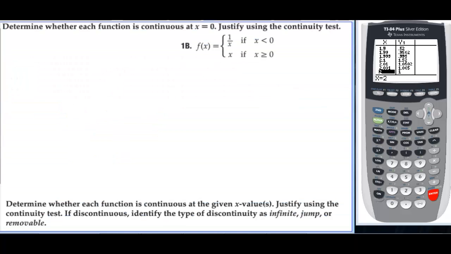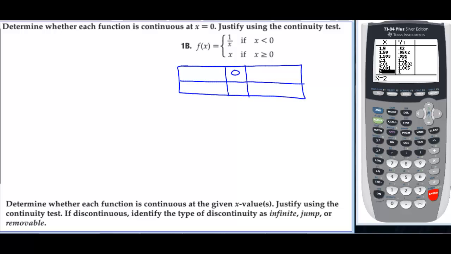Determine whether each function is continuous at x equals 0. Justify using the continuity test. So I'm going to show you how you would do this with a piecewise function rather than that polynomial. So this is an example of what you're going to do in your homework. You're going to make that chart, but you're not going to do 3 values. I thought 2 values on each side would be plenty. So how about 0.001 and 0.01, and negative 0.001 and negative 0.01.